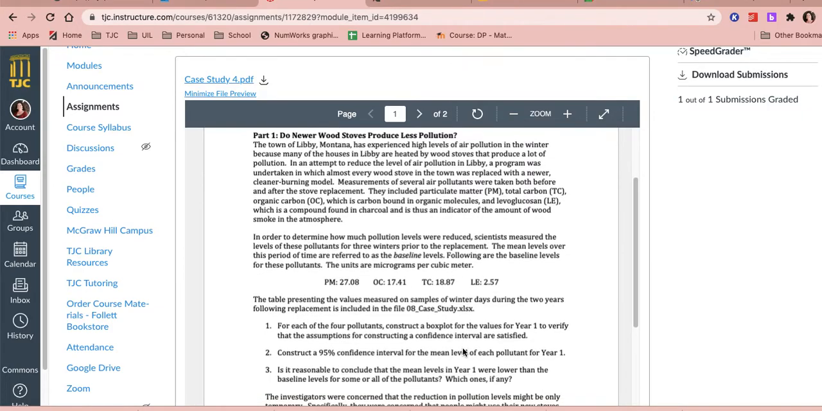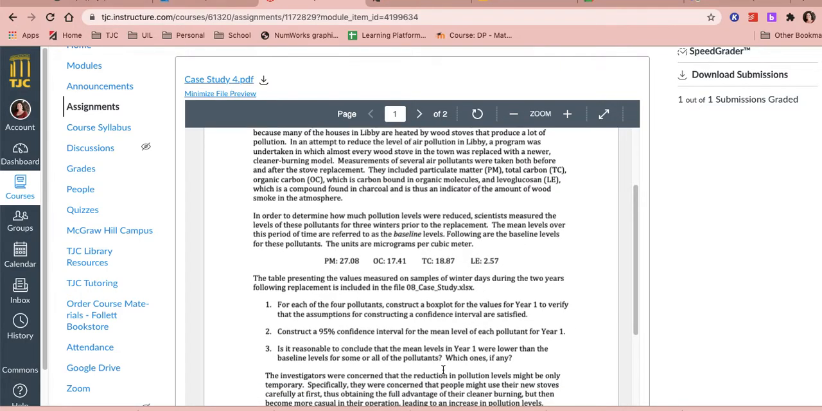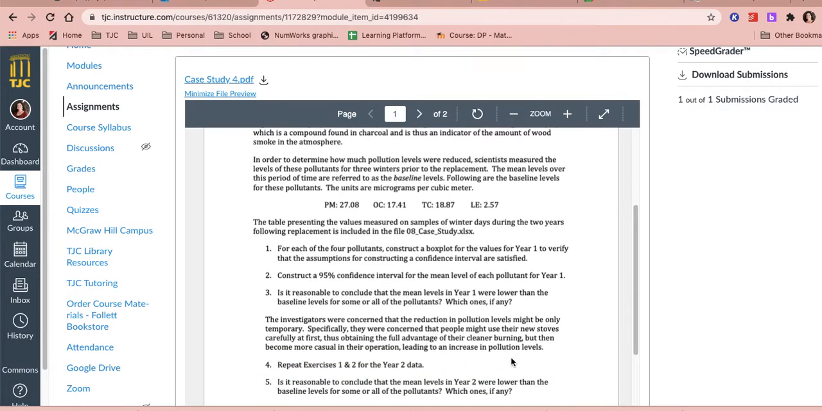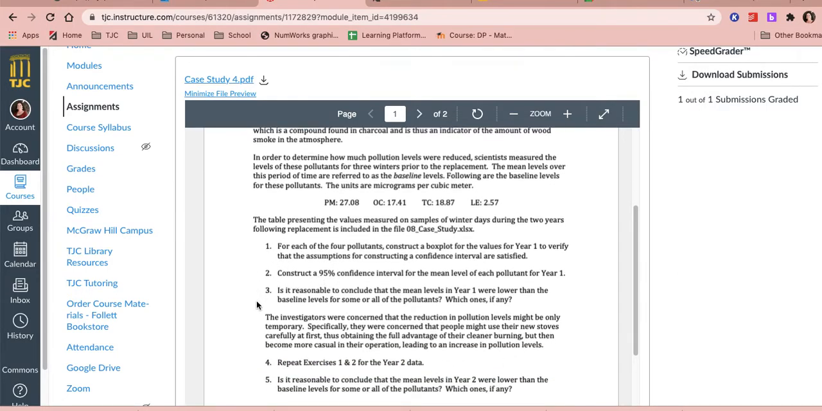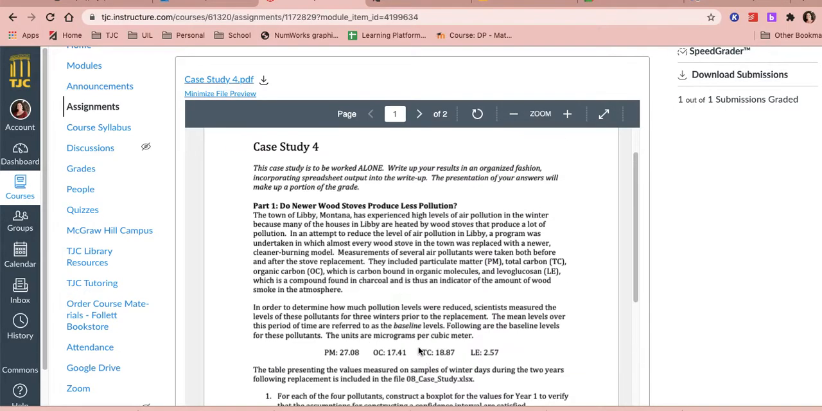And then you're going to have to decide if that confidence interval shows that the mean levels for year 1 are lower than these baselines. Are all of them lower? Are just some of them lower? Which ones are lower? You're going to need to specifically tell me which ones are lower. Then they run another test in year 2, so you're going to repeat this same exercise for the year 2 data. So let's go through this again.